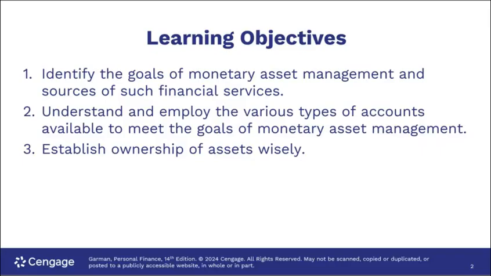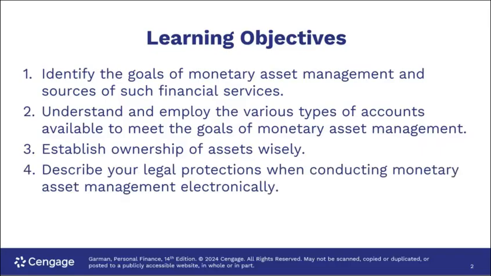Establish ownership of assets wisely. So what this is talking about is where your money goes in the event of your death. So it can go to your spouse, it can go to your children, so forth. Those considerations could be different if you have, for example, a blended family. So describe the legal protections when conducting monetary asset management, like electronically.